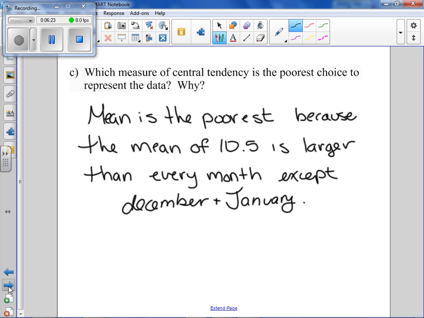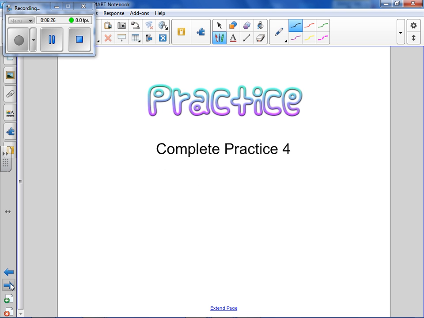And so now we are done. Outcome 21.3. You should be working on practice 4 now. When you're done that, there is a hand-in assignment to work on and an assessment to do.